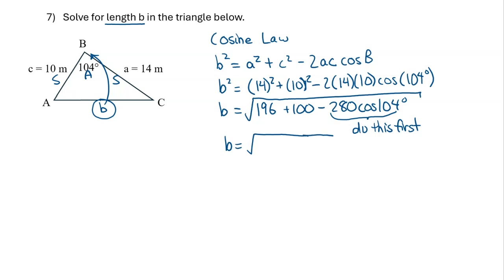So if you've done that properly, what you end up getting is 363.73813, and it goes on and on from there. After taking the square root of that, you get 19.1 meters. And you'll notice that because that's opposite the 104 degree angle, that should make sense that it is the longest side on the triangle. So always ask yourself that when you finish the question. Does that make sense according to the diagram that I have labeled earlier on?